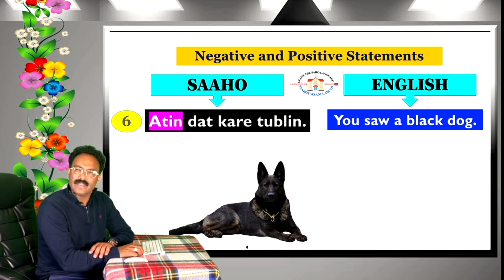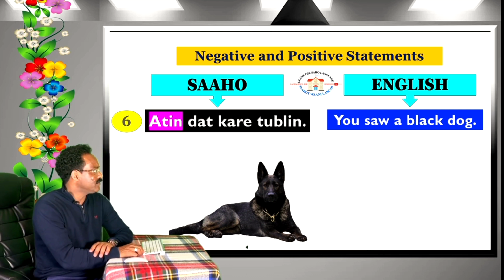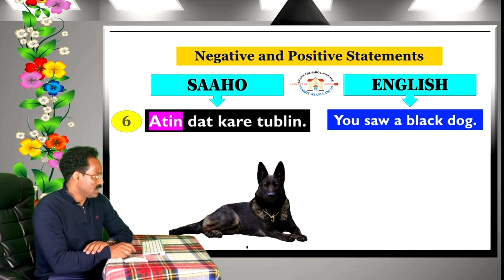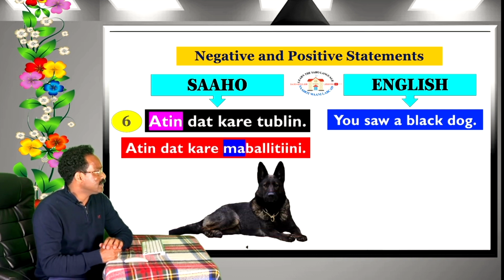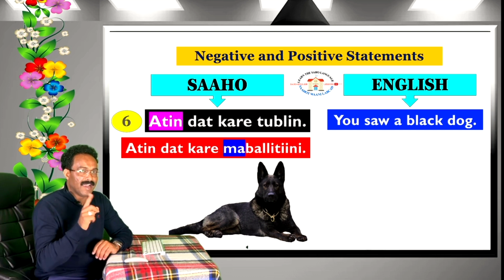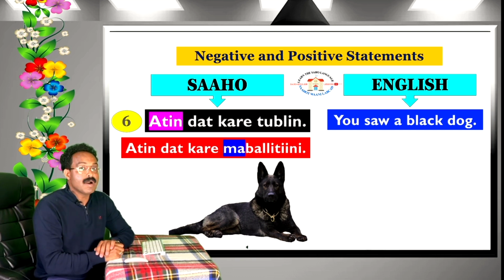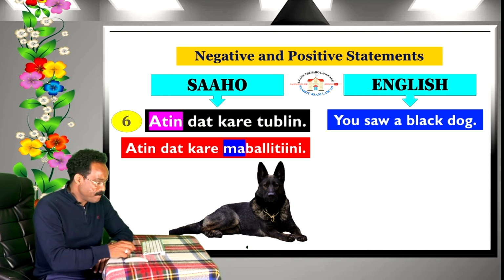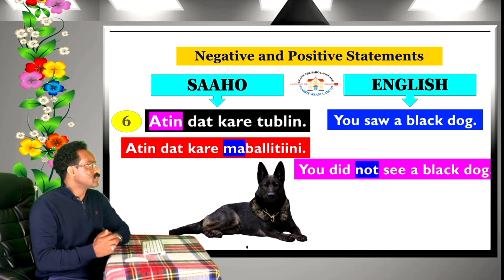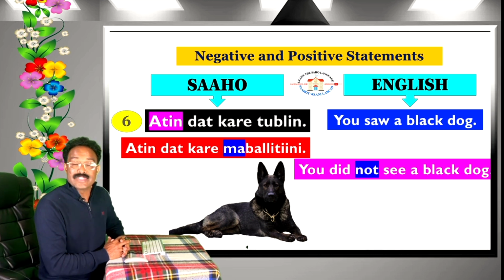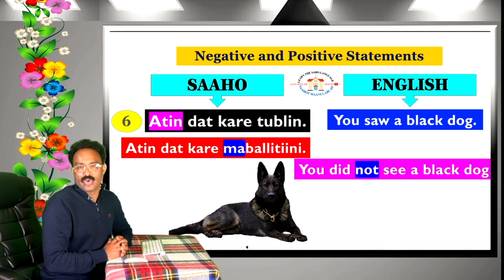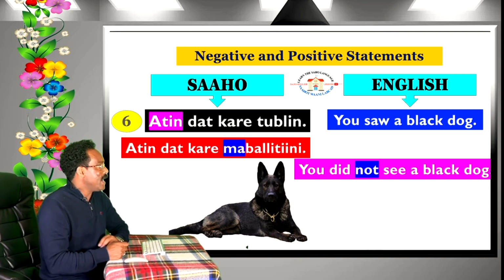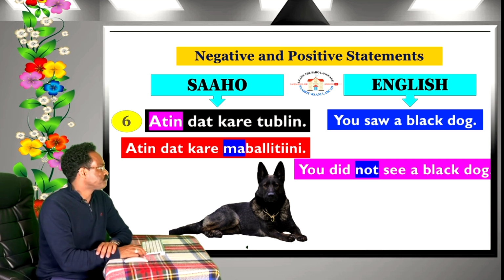Right. In negative, how can we put in negative sentence or statement? We can put like this. Atin that kare maballitini. In English, you do not see a black dog. Or you didn't see a black dog.